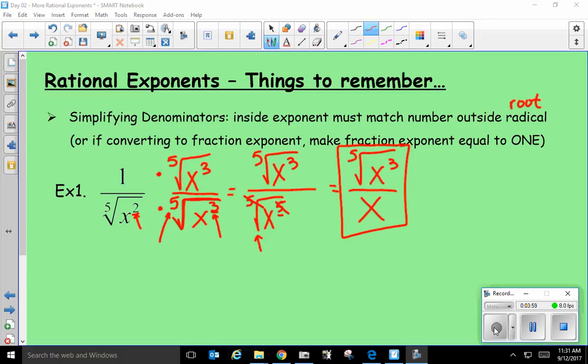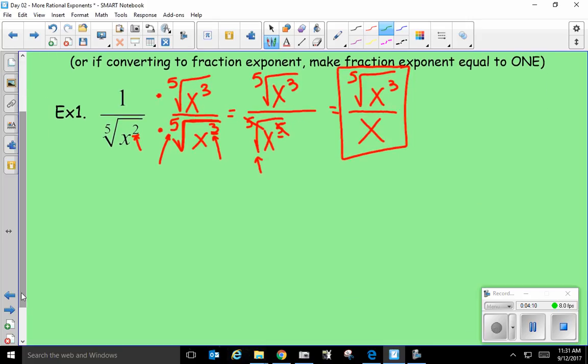Now, for those of you who are like, well, this is showing the fraction way, let me show you the fraction way. I'm going to turn that denominator into a rational exponent. You guys told me that was 2/5, correct? I'm still going to multiply that by something so that I end up with just an x in the bottom. What would the exponent be for this last x here? The exponent is 1, right? So I multiply this by x to what power so that it's 1?